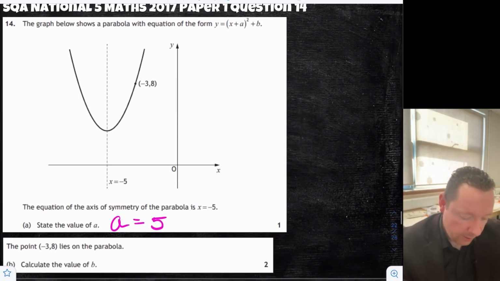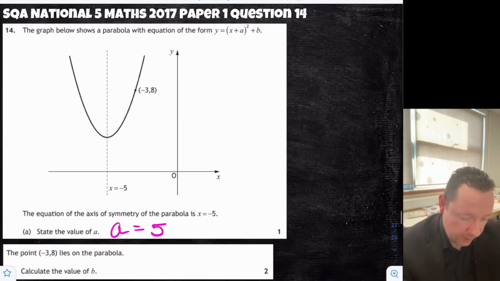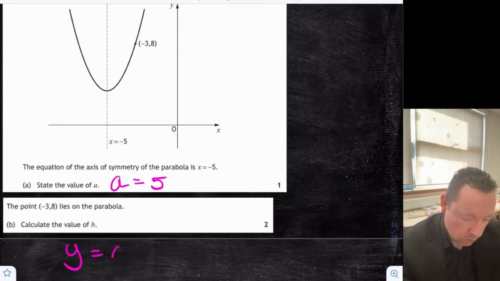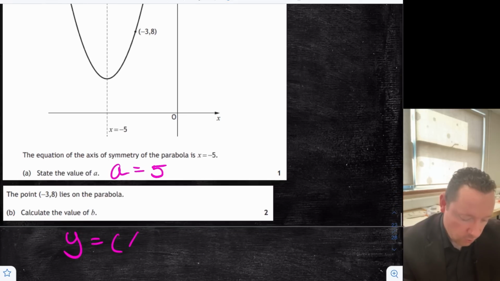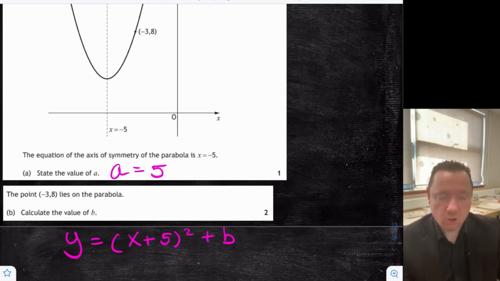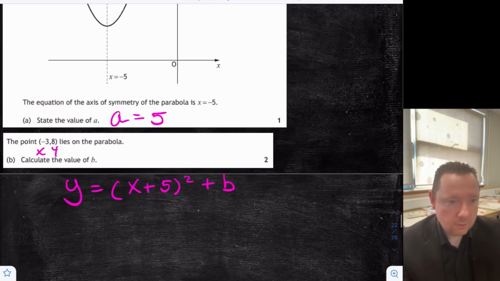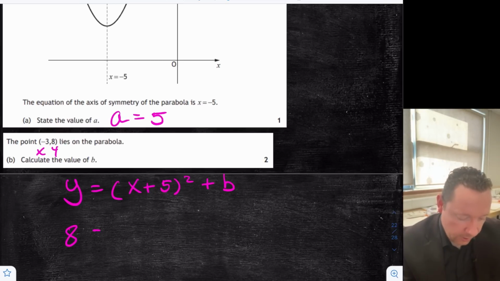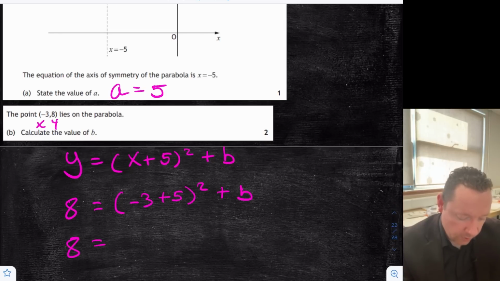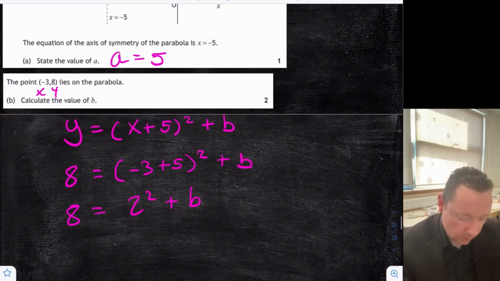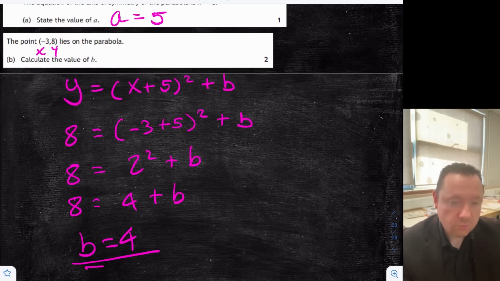It now says the point (-3, 8) lies on the parabola. Calculate the value of b. So we've got y equals (x + 5) squared plus some number b. But we know the point lies on it, so we substitute the point in, because that's an x value and that's a y value. So 8 equals (-3 + 5) squared plus b. Minus 3 plus 5 is 2, squared is 4, plus b. It should be clear that b must then equal 4, because 4 plus 4 is 8.